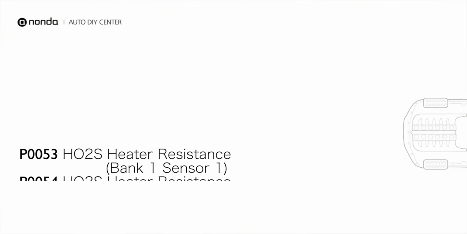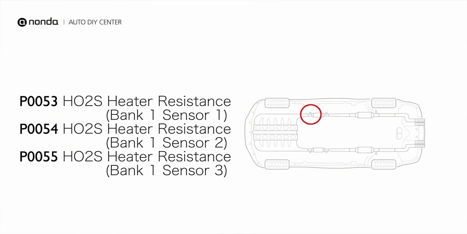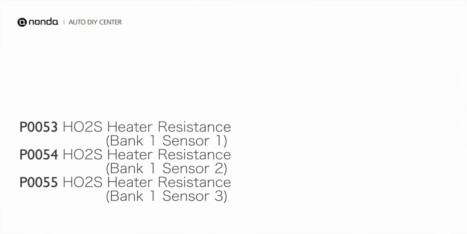The engine codes P0053, P0054, and P0055 all indicate a problem with the heated oxygen sensor heater resistance being out of range on engine bank 1. Specifically, code P0053 points to an issue with the upstream sensor 1, while codes P0054 and P0055 both identify a fault in the downstream sensor 2 and sensor 3, respectively.